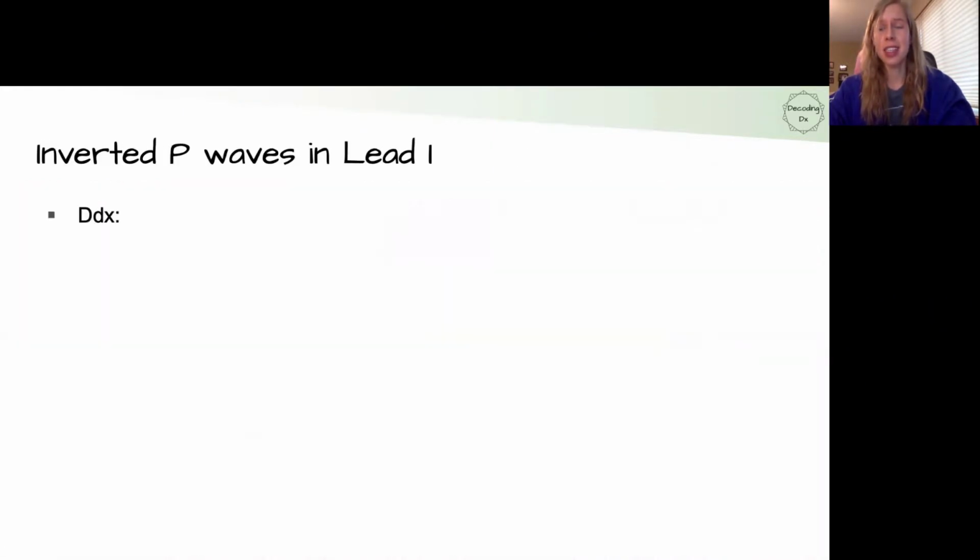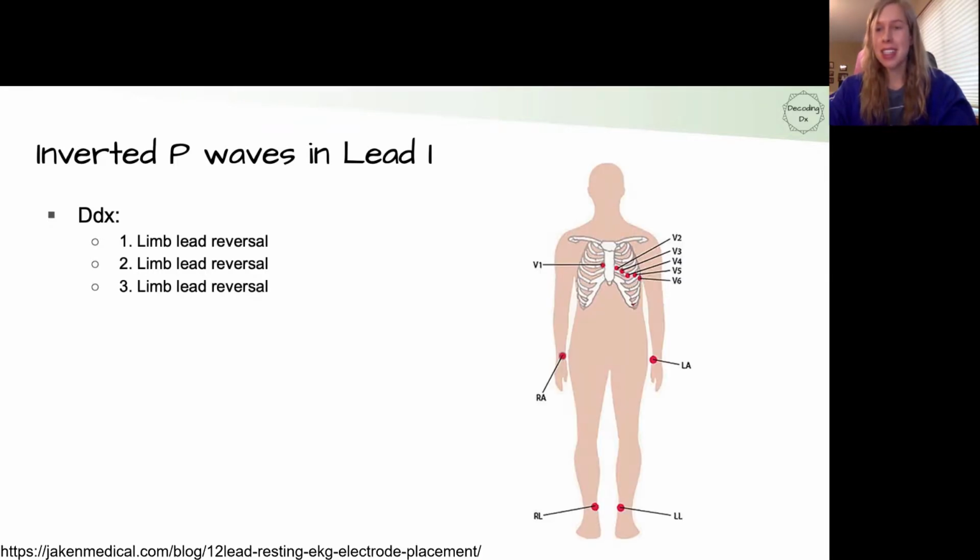What could cause this? There's either something super, super common or super, super rare. There's not a whole lot of in between. When you're considering your differential, the first thing should always be limb lead reversal. What I mean by this is that the lead that's normally on the left arm is put on the left leg, and the left leg is put on the left arm. So that means that lead 1 and AVF are flipped.